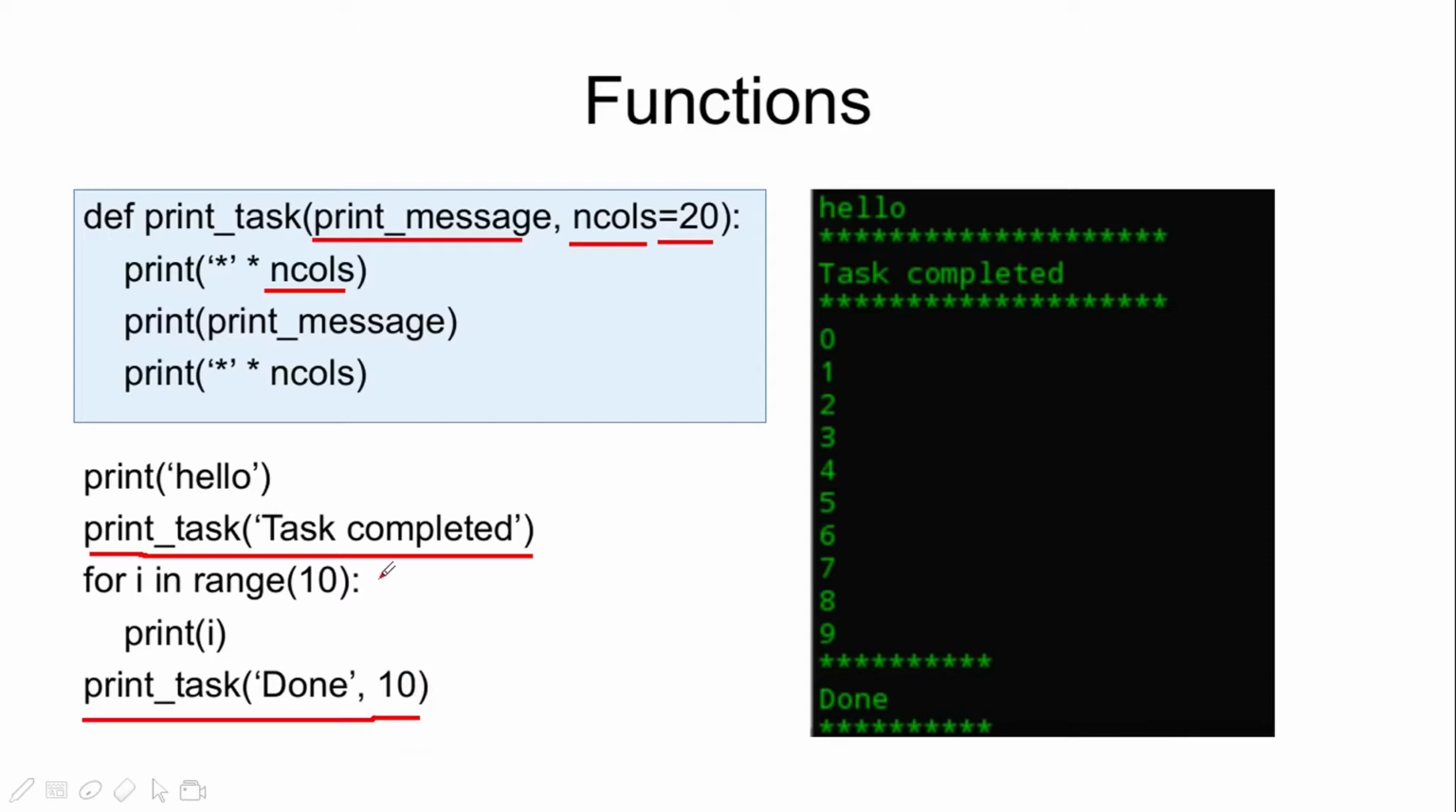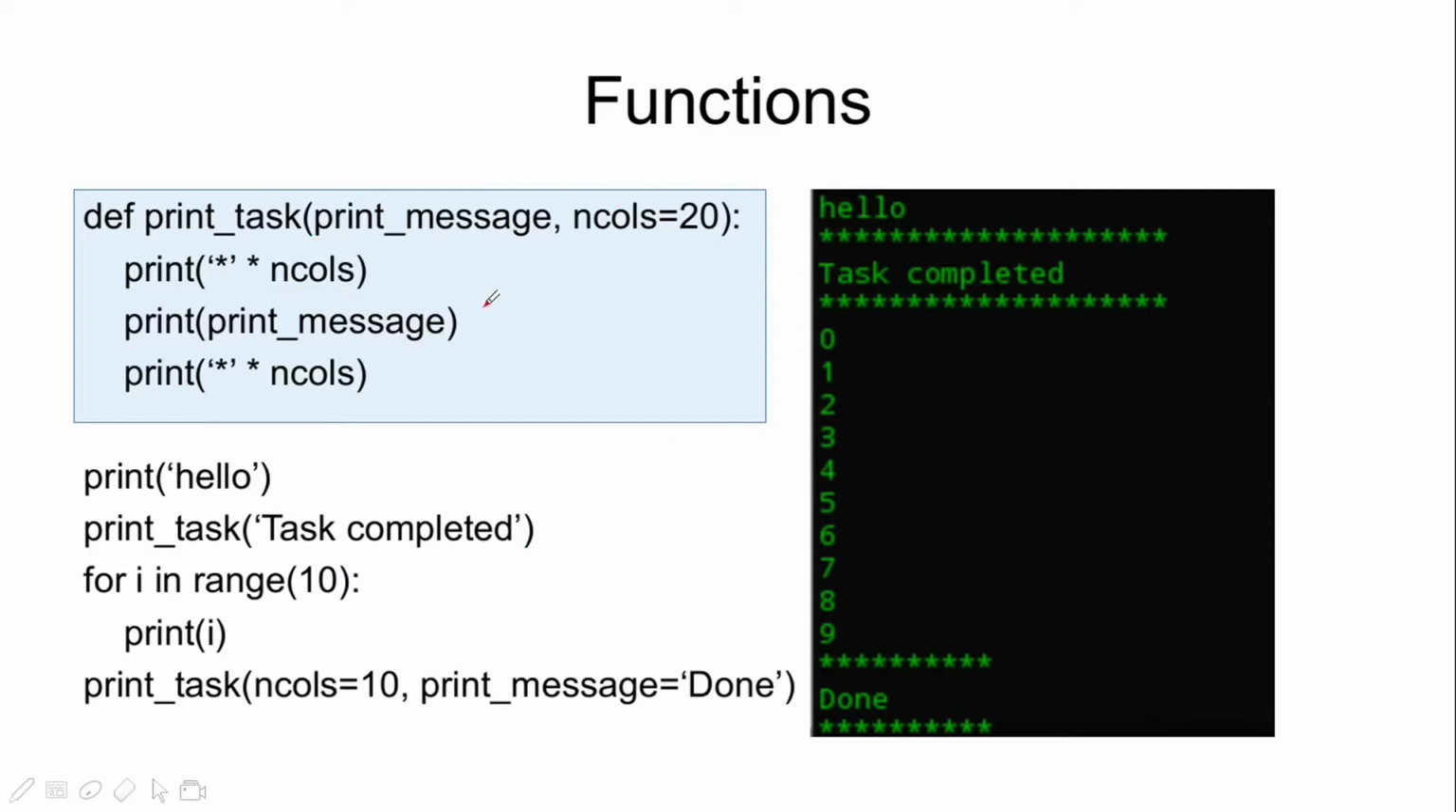Since I did not specify a parameter name, this is called a positional parameter or positional argument, in which the function expects that this first argument will be passed to this first parameter, and this argument will be passed to this parameter. We can also use keyword parameters or keyword arguments.